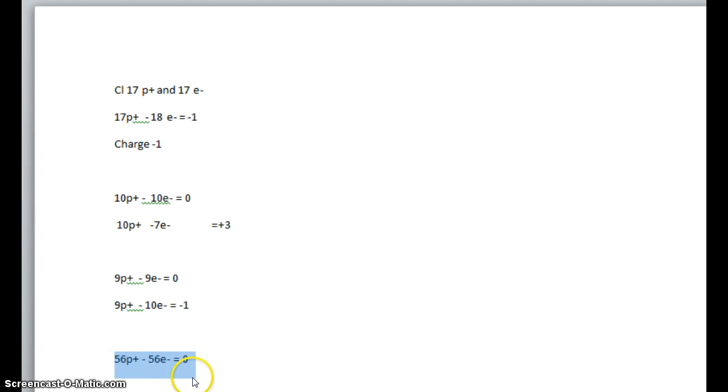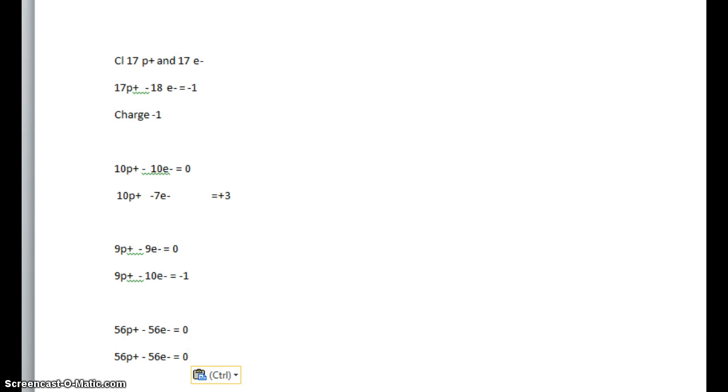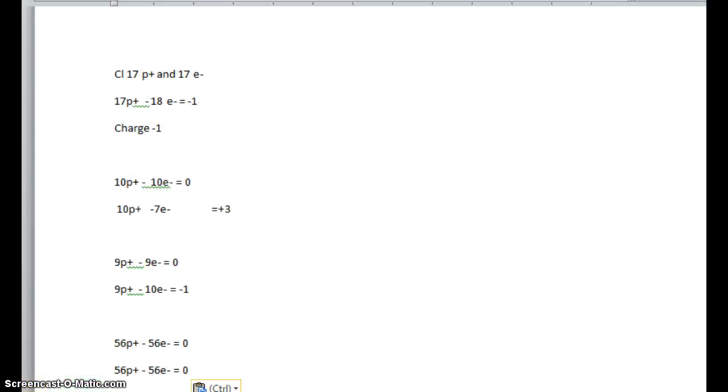All right, and now I want to end up with a positive 2 charge, so plus 2. So what's my final answer? 56 protons, because I can't change them, 54 electrons.